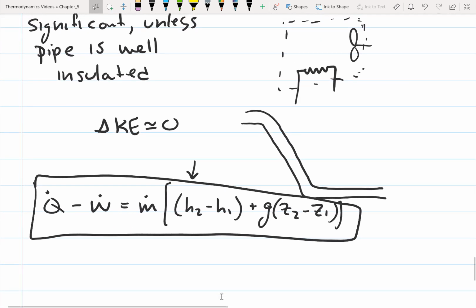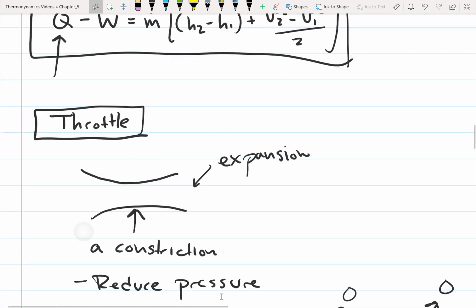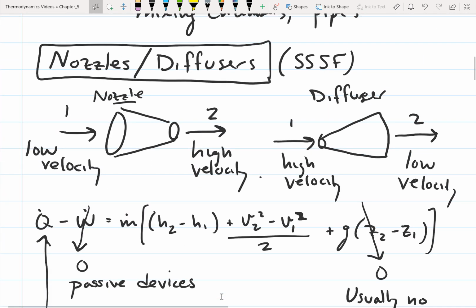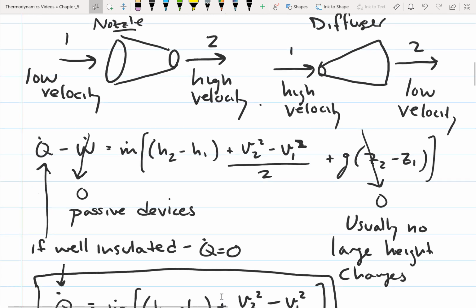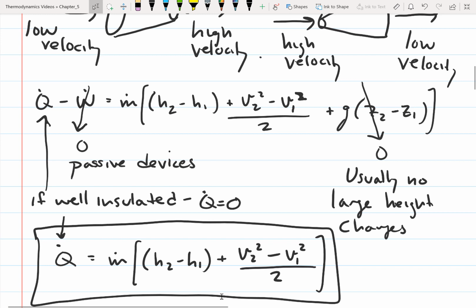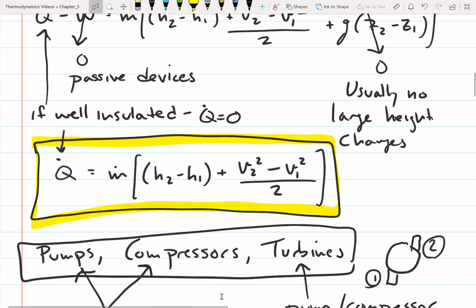So we've gone through a few different devices, and I'm just going to go back and summarize these. So first of all, if you have a nozzle or a diffuser, it's a passive device, so your work is 0. And if it's well insulated, you can assume that Q is 0 as well. And if there's no large height change, you can assume that your change in potential energy is 0. So we end up with this equation for our first law energy balance for a nozzle or a diffuser.